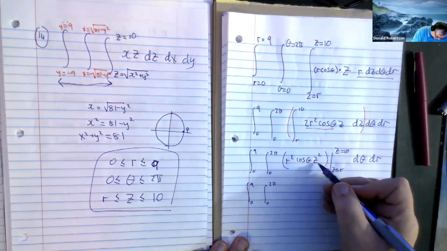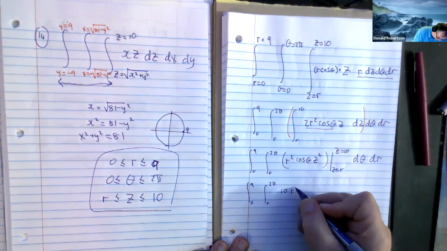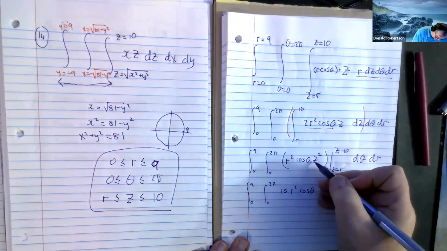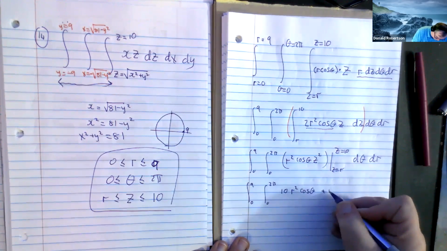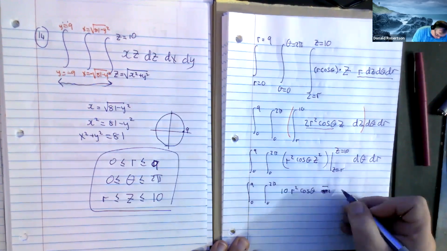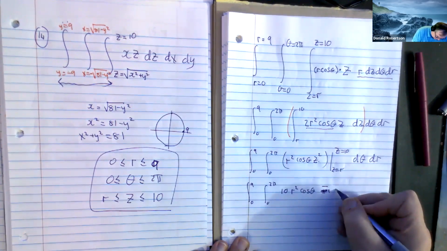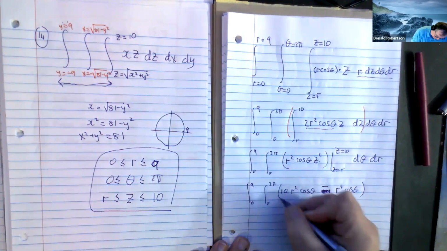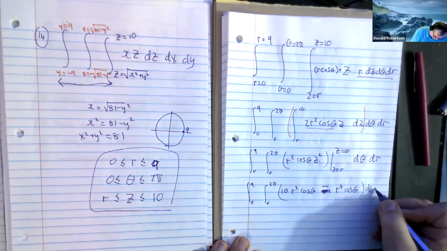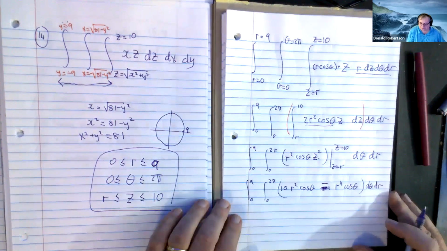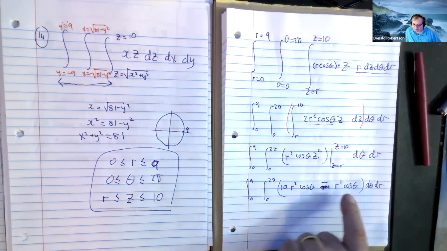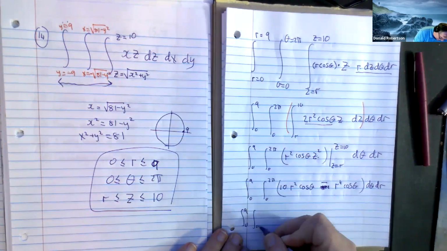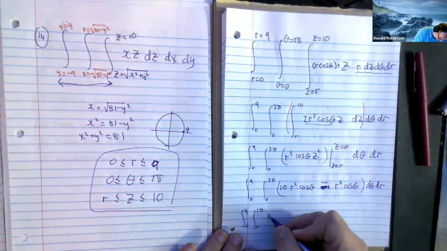Plug in 10 here, you get 100. So that's going to be 100 r squared cos theta. Plug in r here, you're going to get an r to the 4 cosine theta, d theta, dr. Now, in a question like this, I suggest that you break it into 2 distinct pieces.